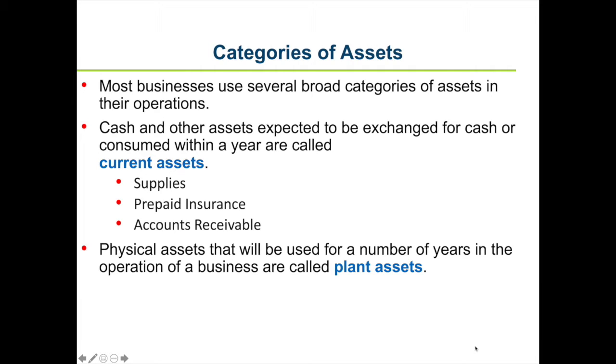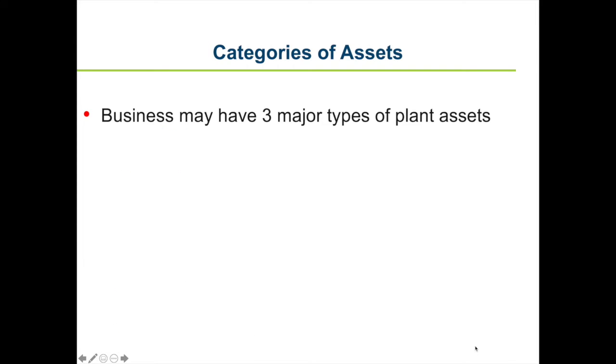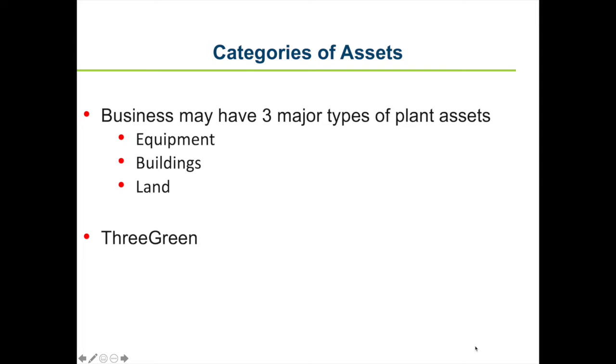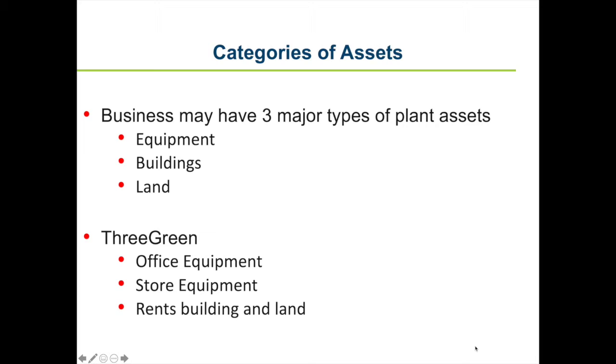Physical assets that will be used for a number of years in the operation of a business are called plant assets. Some of them include computers, cash registers, and sales display cases. Businesses may have three major types of plant assets: equipment, buildings, and land. 3 Green records its equipment in two different equipment accounts: office equipment and store equipment. 3 Green rents the building and the land where the business is located. Therefore, the company does not need plant asset accounts for buildings and land.